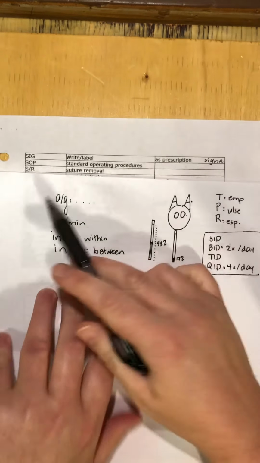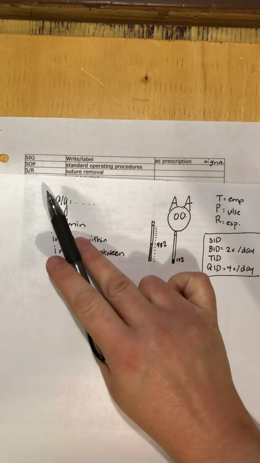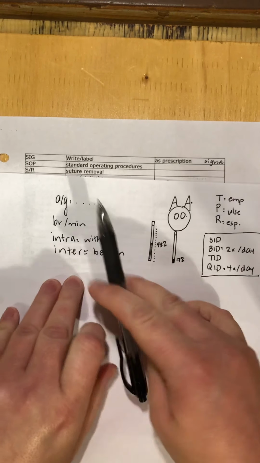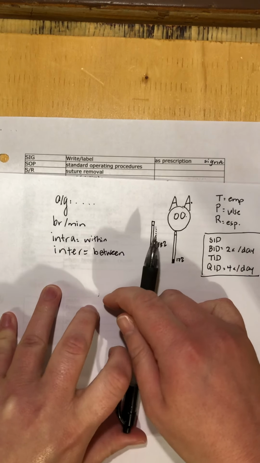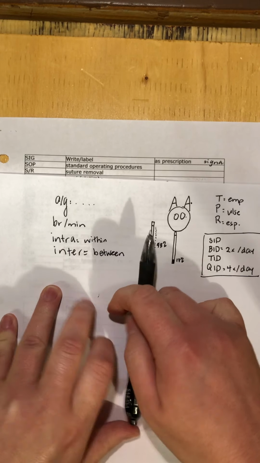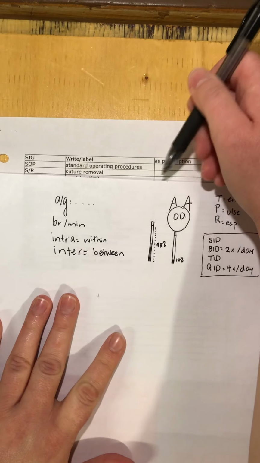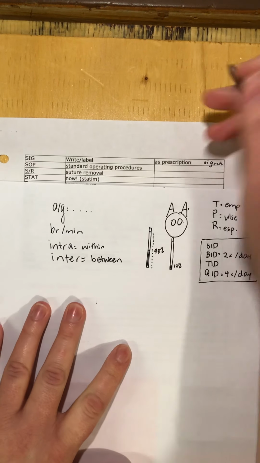So next we have S/R. S/R stands for suture removal. Often the doctor is going to put non-absorbable sutures into the skin when they're closing up a surgical wound, and we're going to need to remove those after 10 to 14 days.